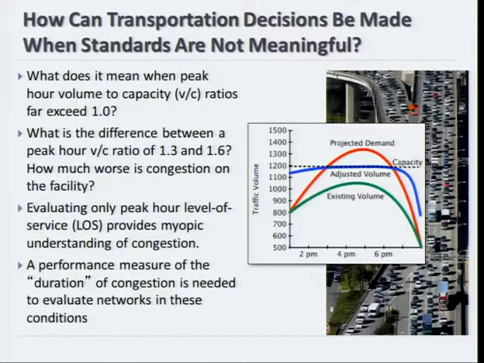What we have here is the projected demand way above the capacity, and we're looking at what can be done to bring that down or to get more meaningful measures other than just LOS F.